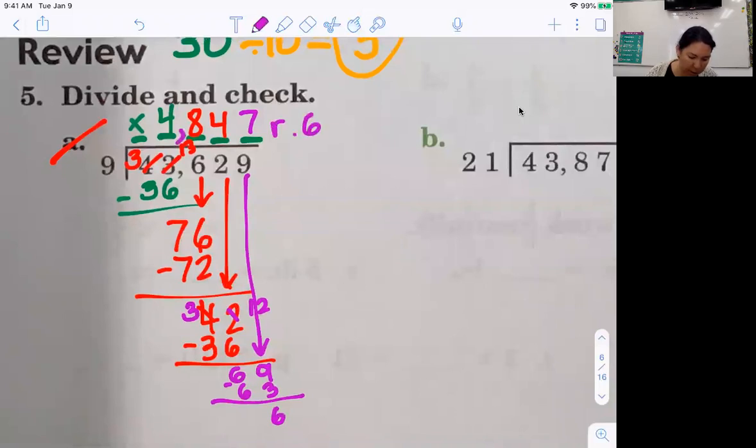4,847, remainder 6. Now, we do need to check that. Do you see where it says divide and check? All right, so let's check it.